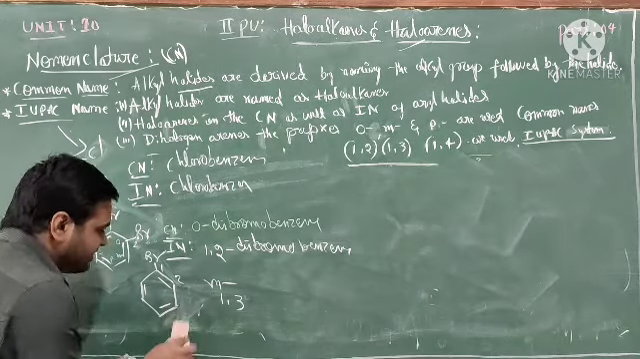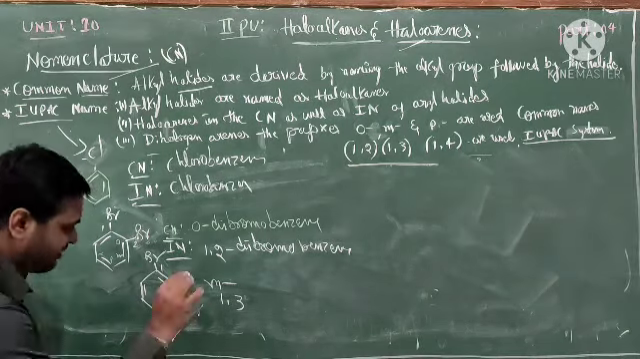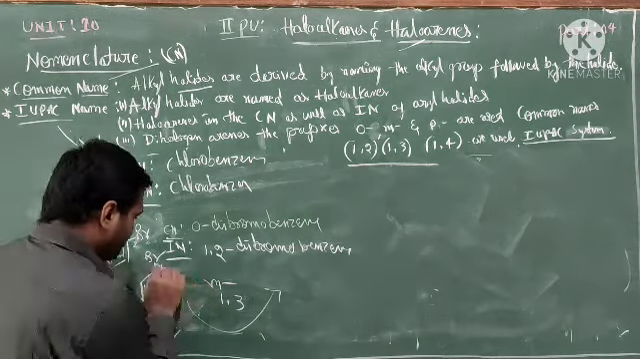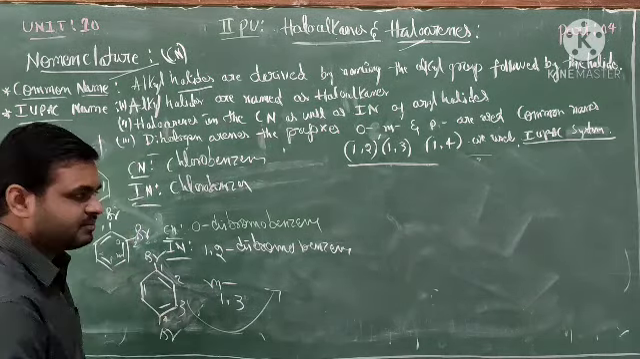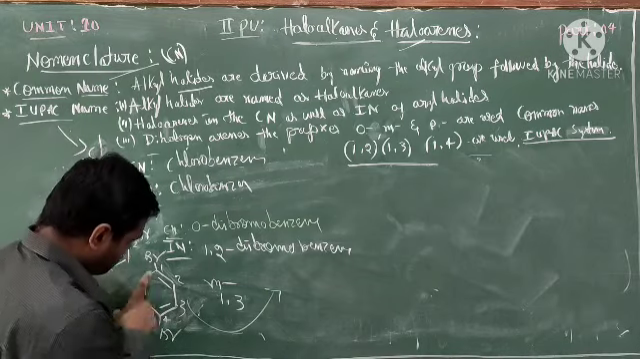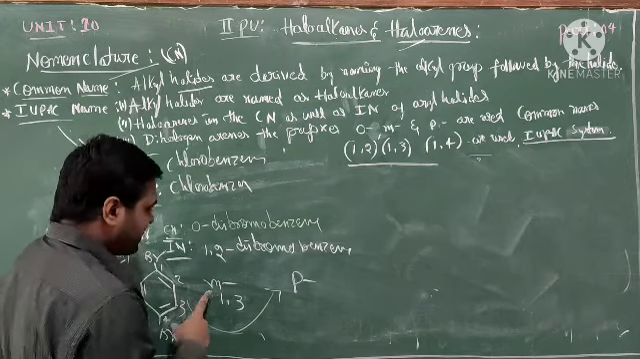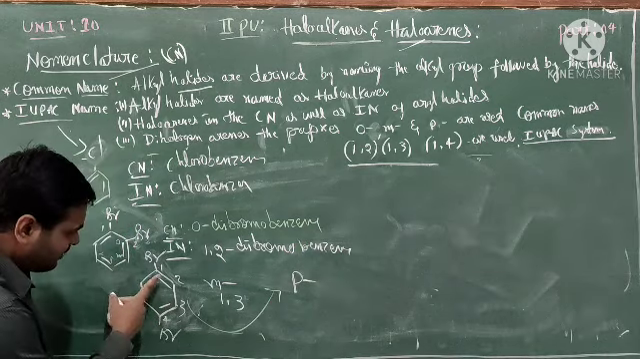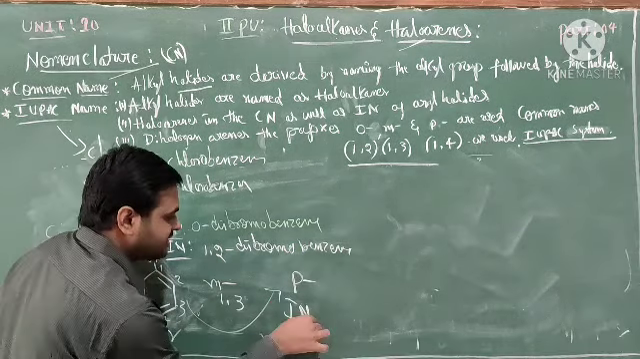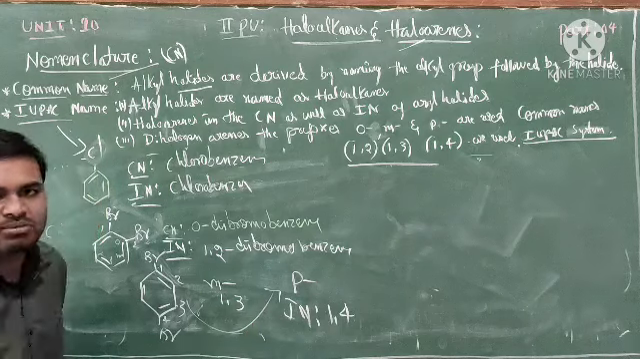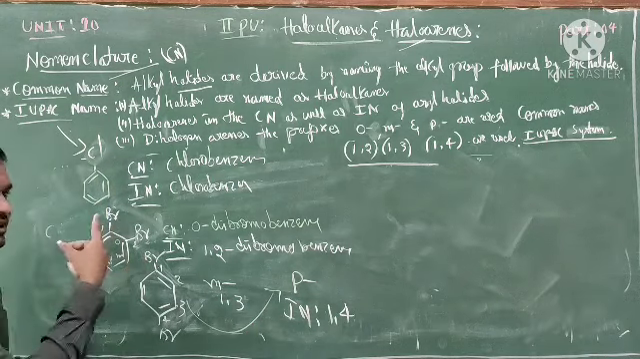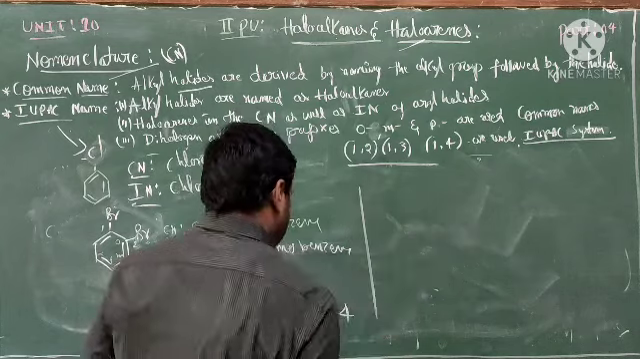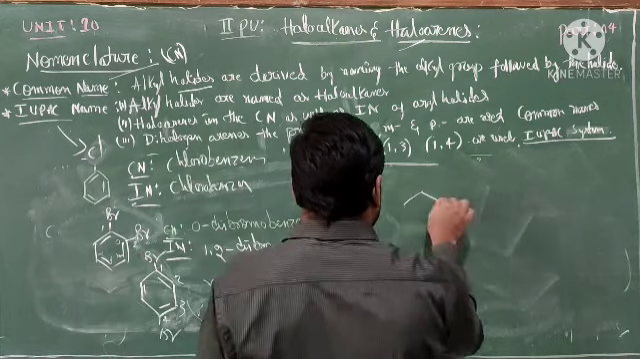If the bromine is present in this way, you write 1, 2, 3, 4. So this is para-dibromobenzene, and the IUPAC name is 1,4-dibromobenzene. You can take any example, with bromine replaced by chlorine or any other halogen. Take one more.